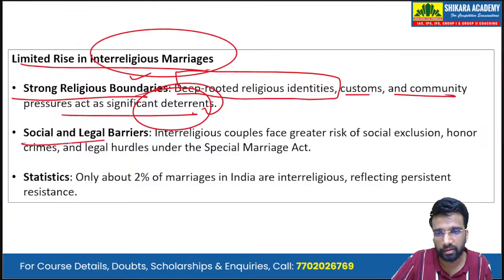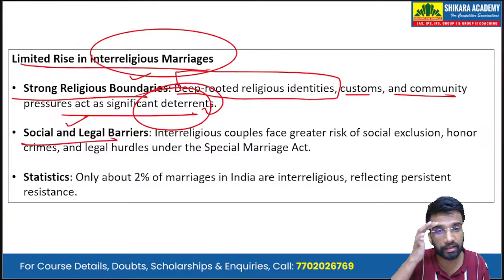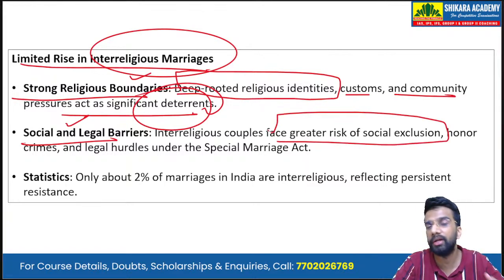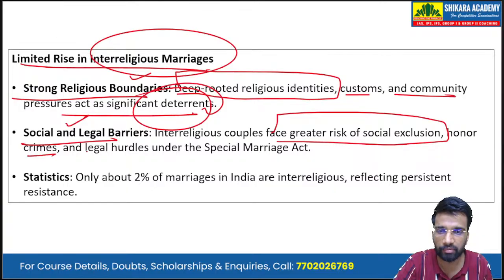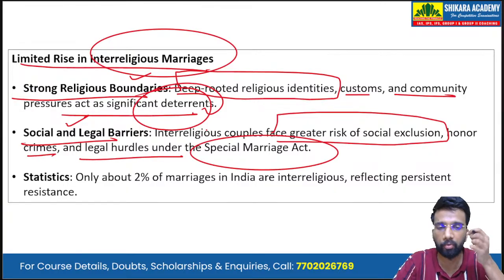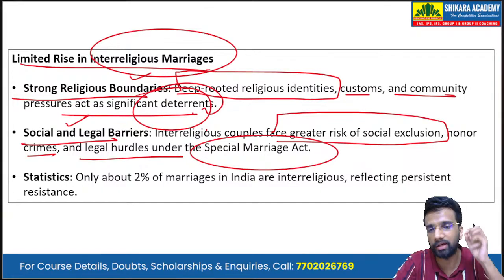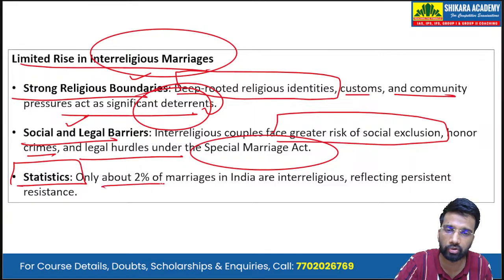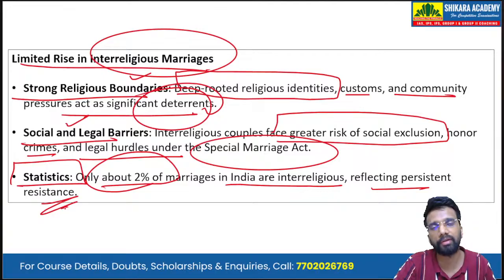Then social and legal barriers. Interreligious couples face greater risk of social exclusion as compared to the intercaste couples, along with honor crimes and legal hurdles, especially under the Special Marriage Act. So there are both societal as well as legal barriers. Then we also have to provide statistics. Only about 2% of marriages in India are interreligious, reflecting persistent resistance.